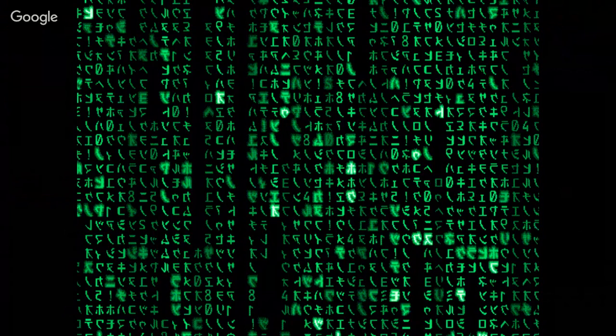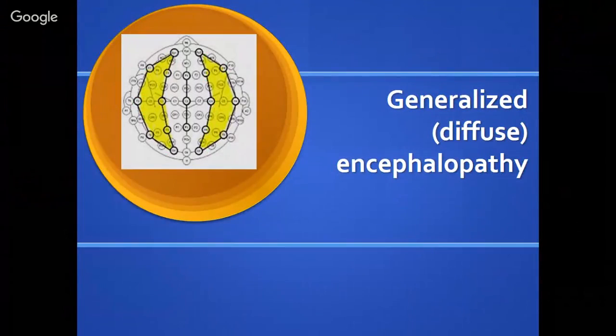So EEGs for some people is like all the squiggly lines, and it's like what is that, the Matrix or something like that? All right, and it truly is not. It truly is something more easier to understand. So we're going to talk today about diffuse encephalopathy, not lateralized or focal or anything like that that we can also find on EEGs, and that's what the EEG is useful for.